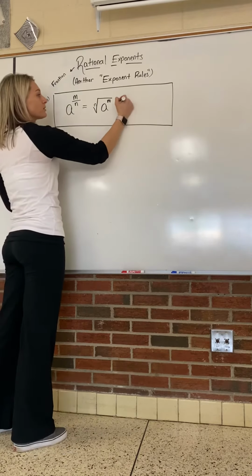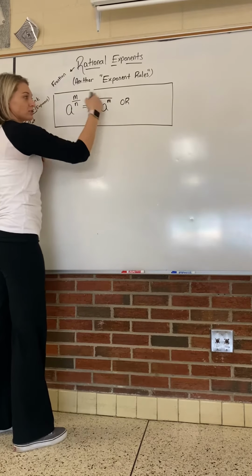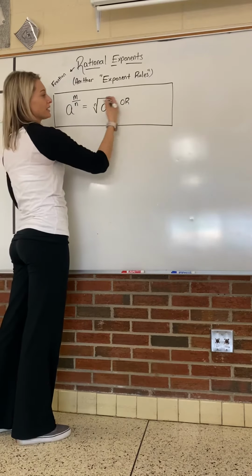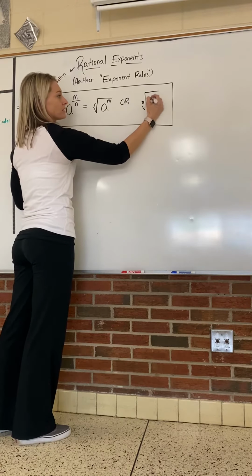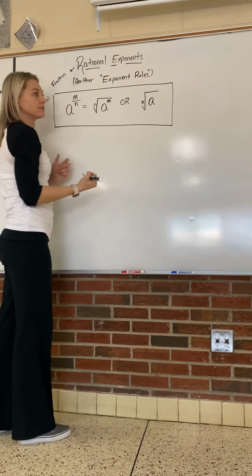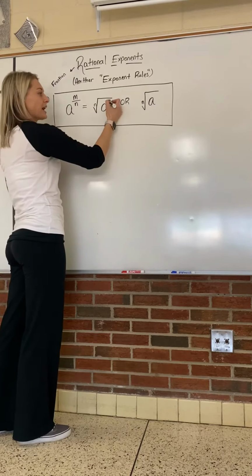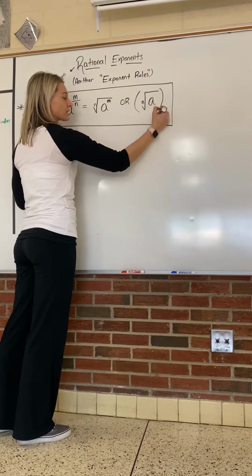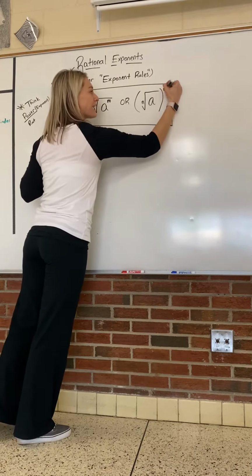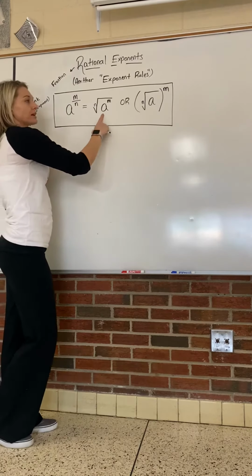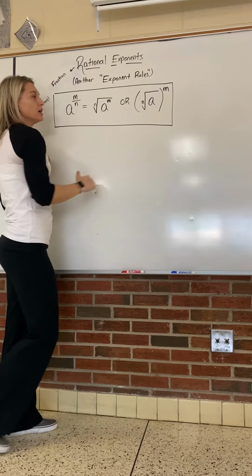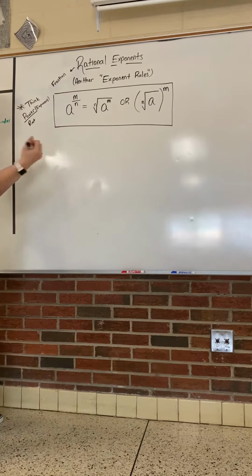The other way that this can be written, and it'll actually mean the same exact thing, is you take the root part and the a, and you leave them the way they are, but that m, the power, can actually be written outside of all of that. So it could either be written like this or like this. Okay, so what do you do to simplify problems?